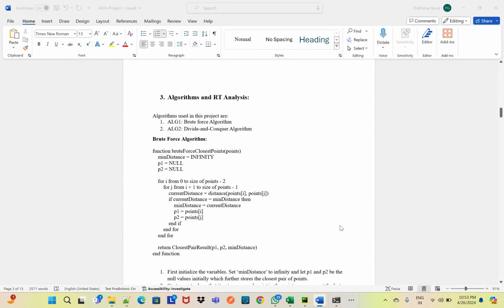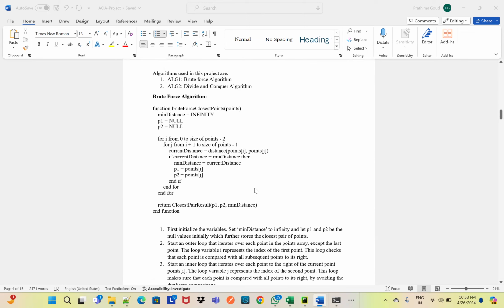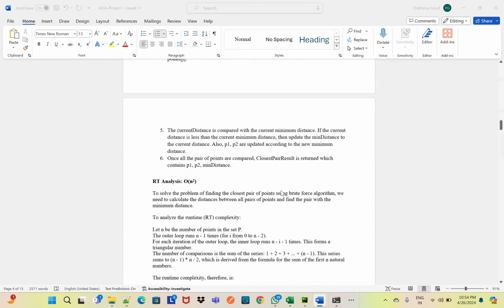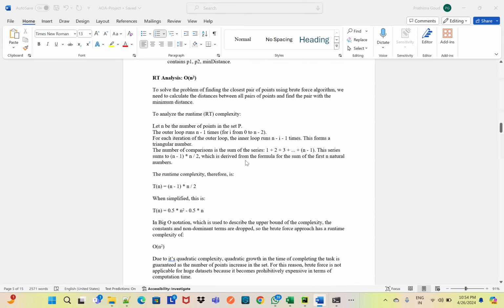Coming to the brute force algorithm, in this algorithm, we compare every point with every other point, calculate the distance between each pair of points, and keep track of the minimum distance encountered and the pair of points that achieves this distance. We continue this process until all pairs have been compared and find the pair with the minimum distance. This algorithm has a running time of O(n^2).